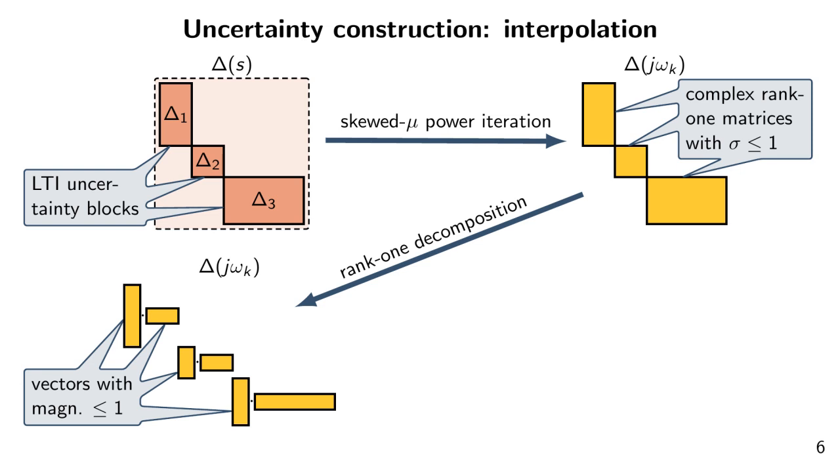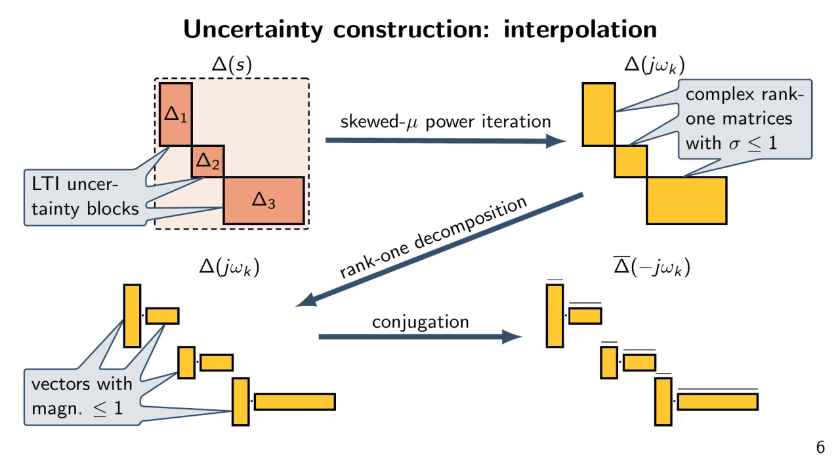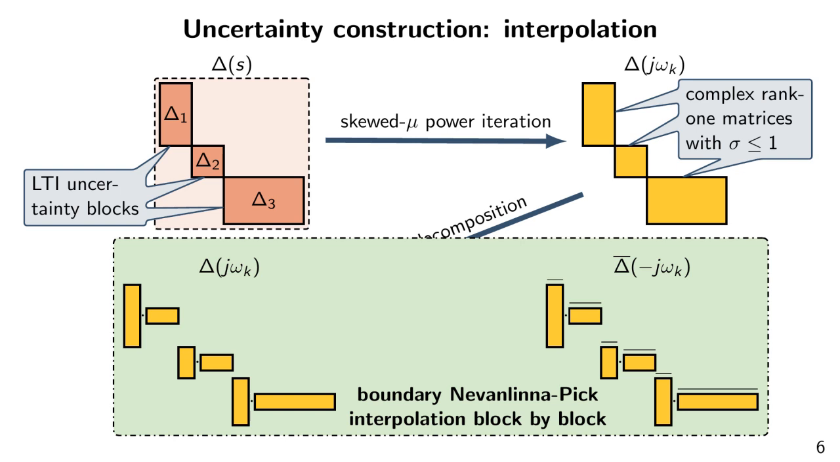To get an uncertainty with real coefficients, we conjugate the vectors and assign the negative frequency minus omega k to the conjugated data. Finally, we apply the boundary Nevanlinna-Pick interpolation block by block. Thus, we obtain a stable LTI uncertainty that has the correct block structure and maximizes the gain of the system at all the given frequencies.